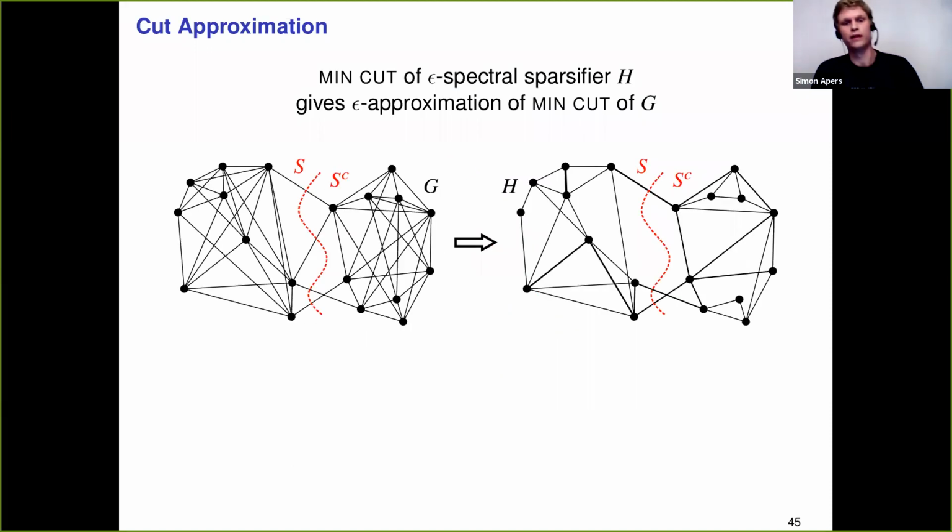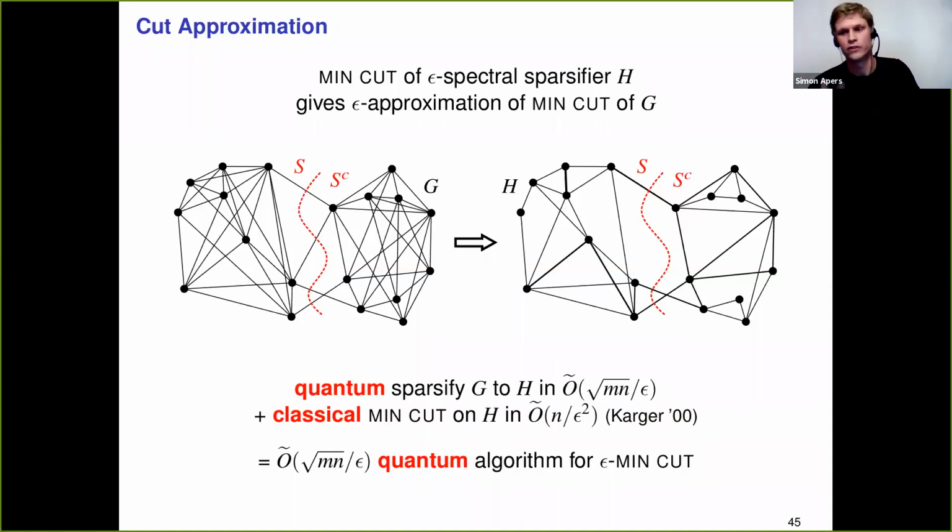So that proves that, okay, sorry, the approximation part is on this slide. So if we sparsify G to a sparser graph H, then as we showed, the cut value is described by a quadratic form in the Laplacian, hence is approximately preserved by sparsification. So the min cut of H will be an epsilon approximation of the min cut of the original graph. And hence we can just apply this blueprint scheme, namely we quantum sparsify G to H, which takes time square root mn over epsilon. Now we use the classical min cut algorithm on H, which takes time n over epsilon squared, which gives us a square root mn over epsilon quantum algorithm for finding the epsilon min cut.